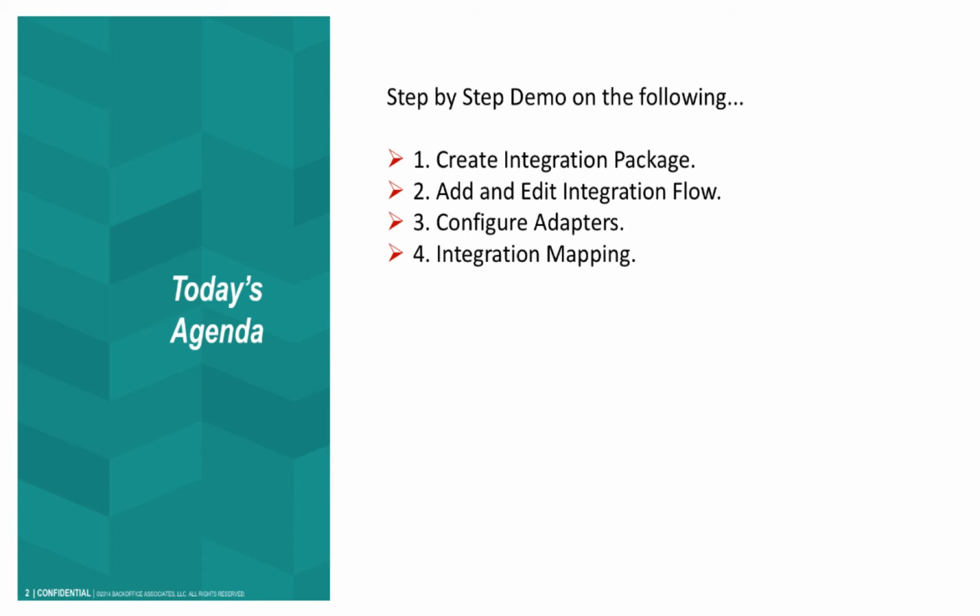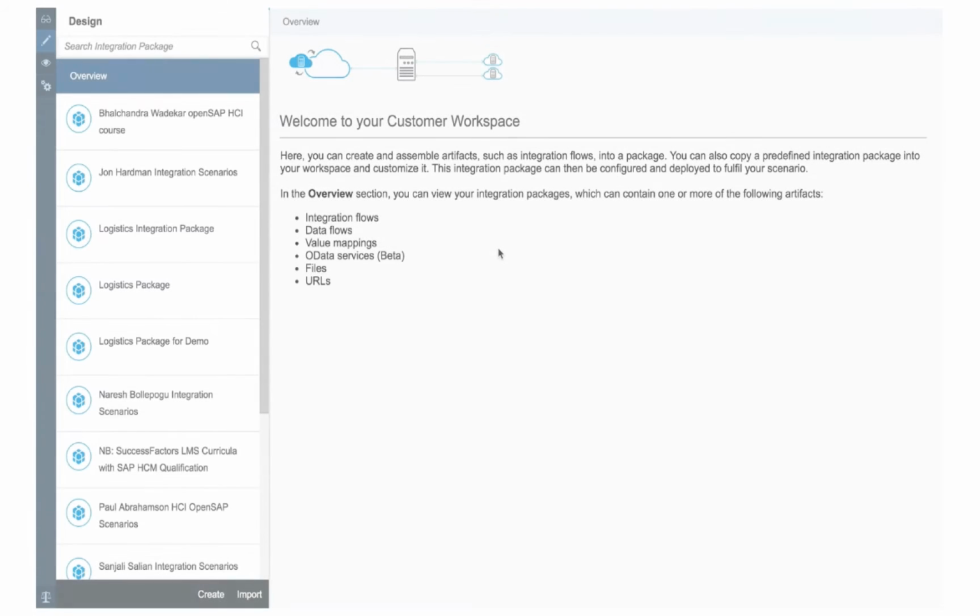Let's take a look at today's agenda. We'll create an integration package which will contain our integration flows. We will then add and edit our integration flow to create the product in our OData database. We will then configure the adapters, so that's our SOAP senders and our OData receivers. We will then walk you through the one-to-one mapping and how that's done, to finally deploying it, and that's when it goes live. So, let's get into it.